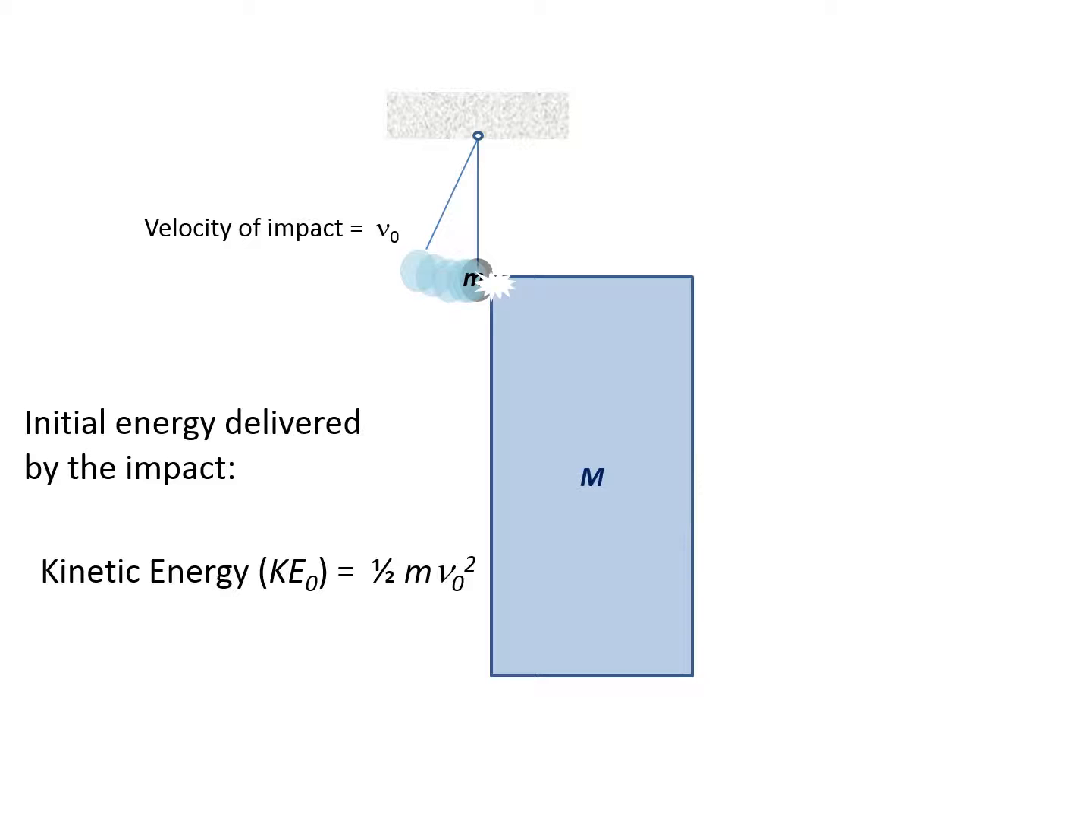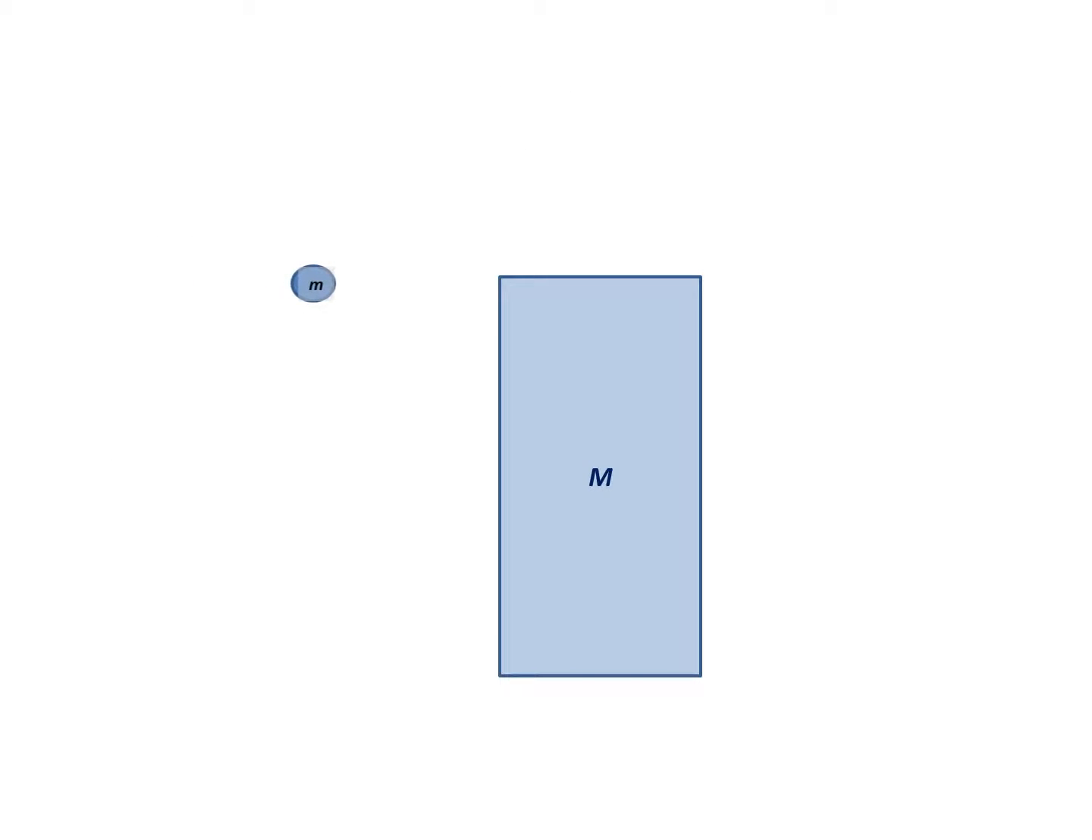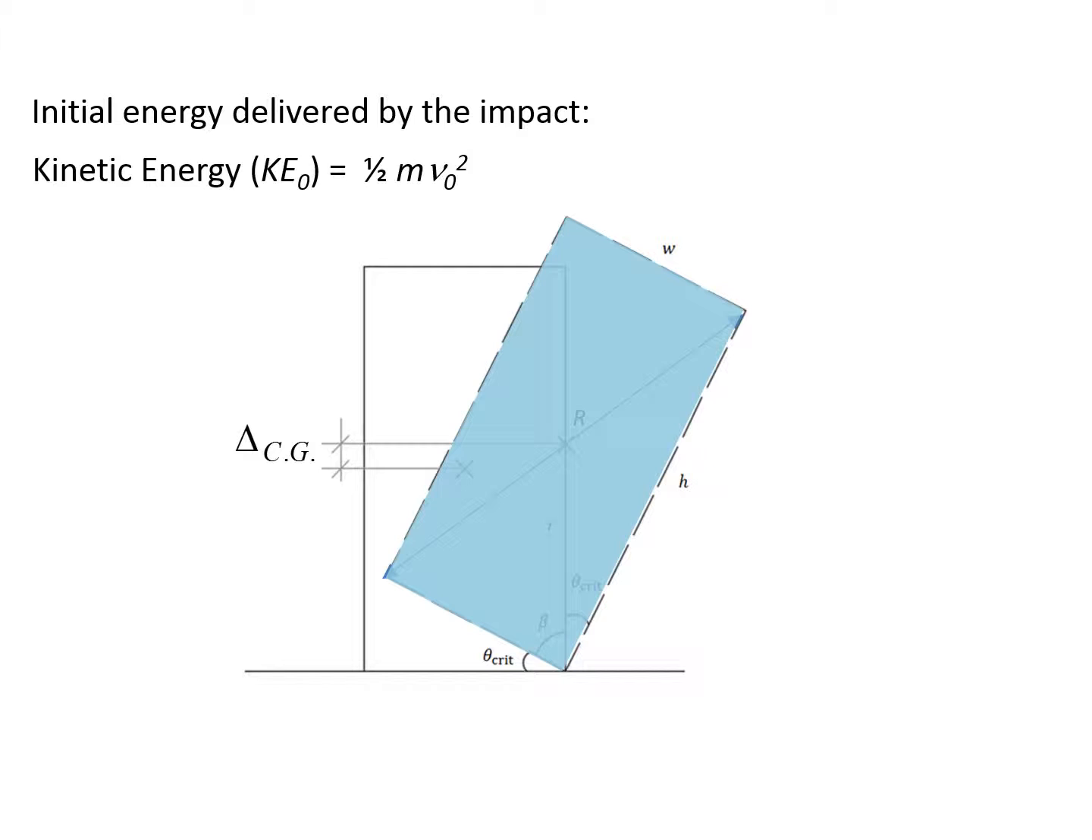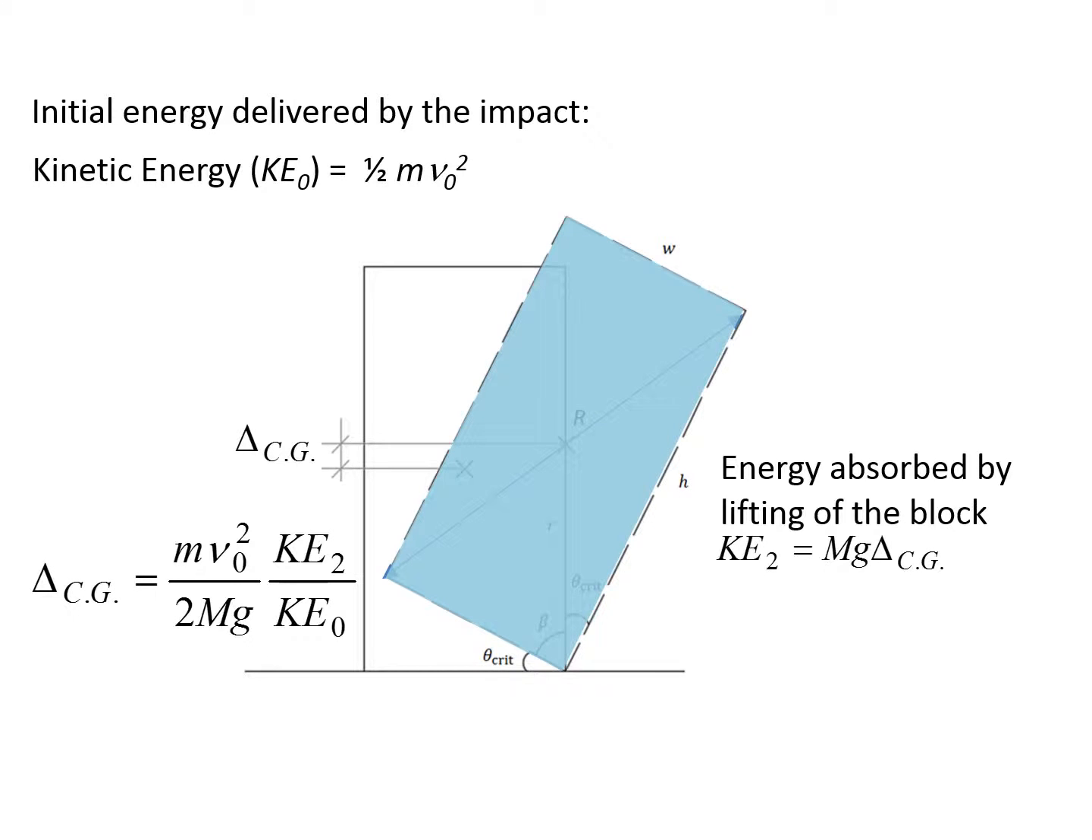A pendulum device has been used to strike the upper corner of the rectangular block, delivering a kinetic energy of half m v0 squared. As the rectangular block is struck, the center of gravity is lifted as the body rotates in the overturning motions. Then a fraction of the kinetic energy is absorbed in the form of the rise in potential energy resulting from the lifting of the block.